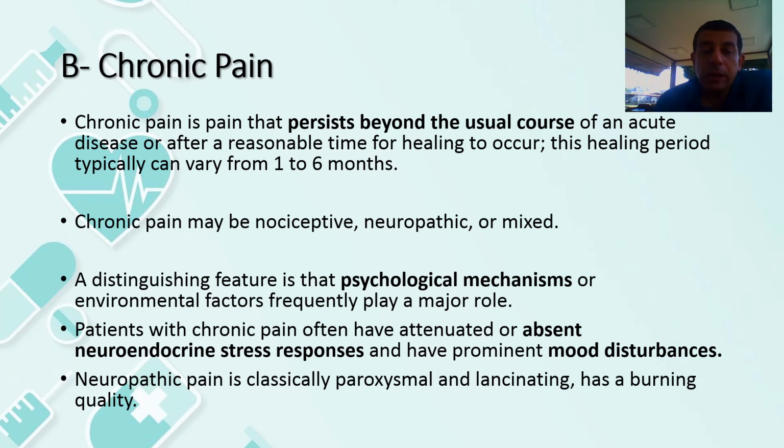Well, what about chronic pain? Chronic pain is pain that persists beyond the usual course of acute pain, which is usually from 1 to 6 months. Chronic pain may be due to nociceptive conditions, neuropathic conditions, or mixed conditions. There is an element that is very important in this pain, which is the psychological mechanism, which plays a major role in chronic pain. The neuroendocrine stress response does not exist in most cases of this kind of pain.